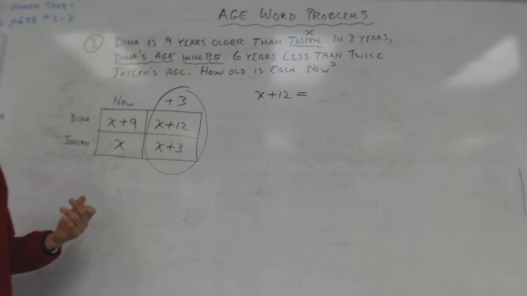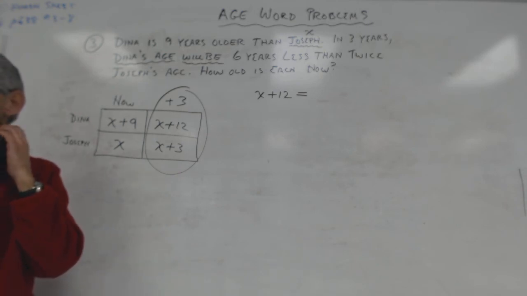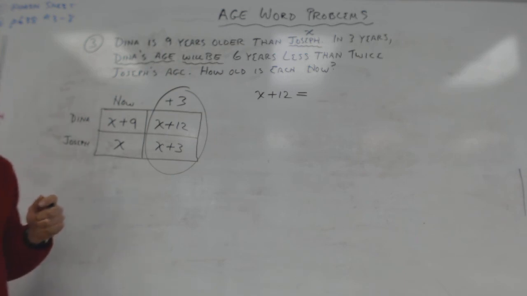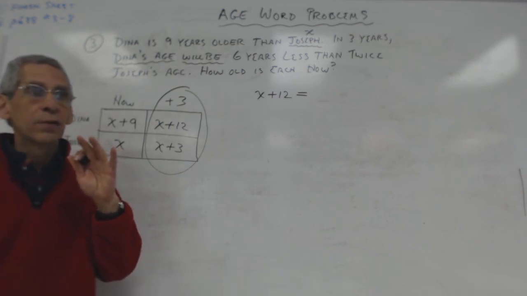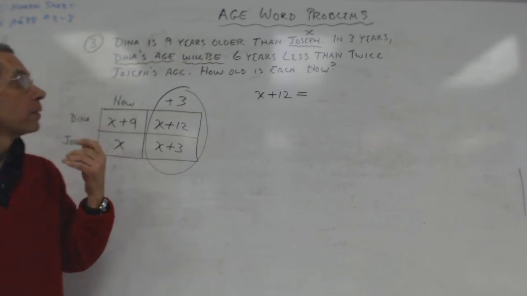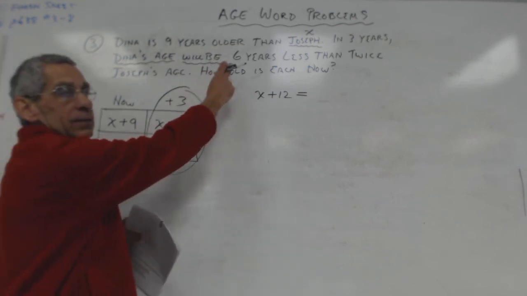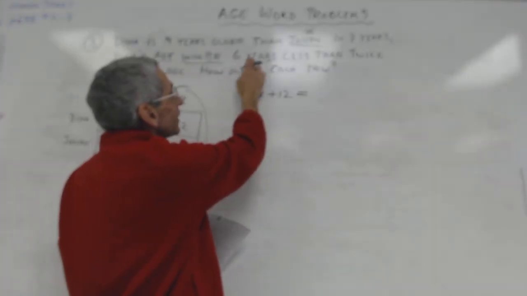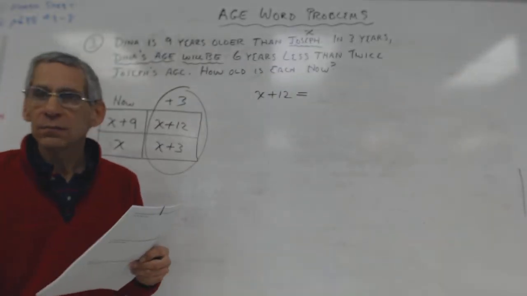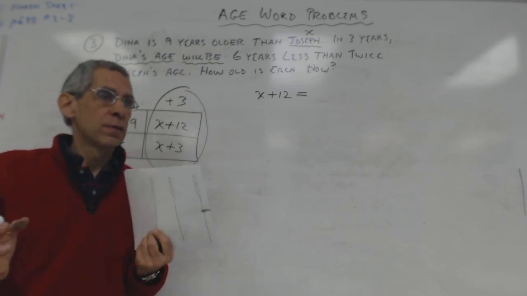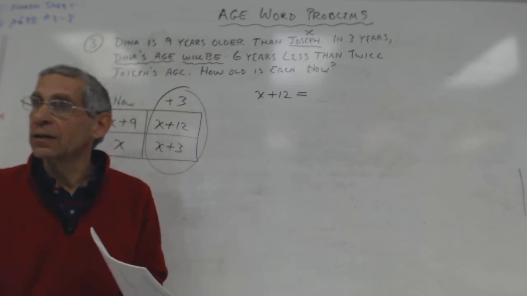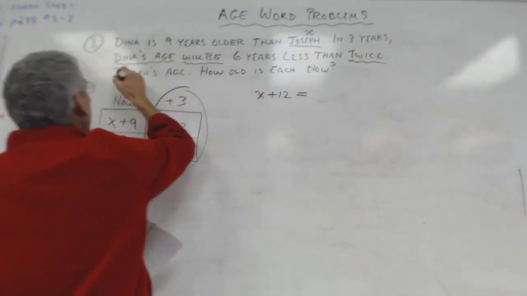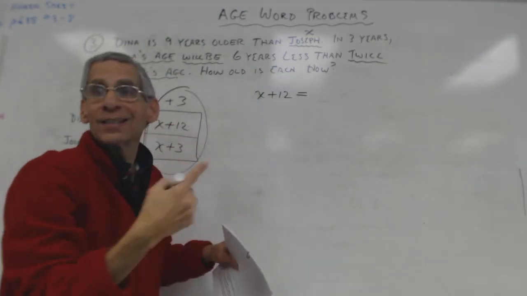All right, 6 years less than twice Joseph's age. Ooh, that's confusing. How do you write less? Well, don't write the 6 yet. 6 years less than. You can't have 6 years less than until you know what the what is. The what is twice Joseph's age, right? And then I'm going to do 6 less than that.